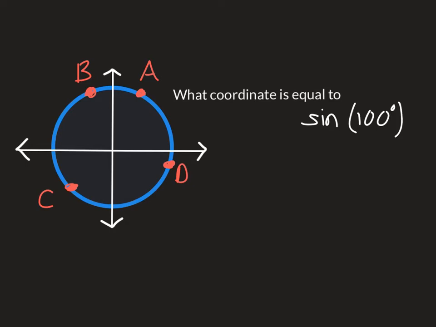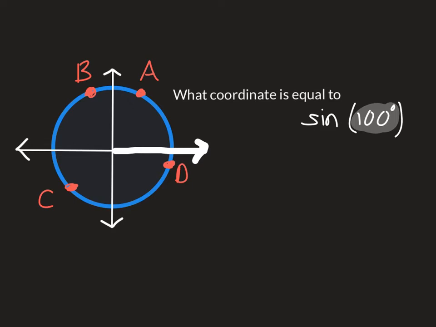So the first thing I'm going to think about is the degree. I have 100 degrees. I want to know where 100 degrees is. And remember, we're always going to start on the x-axis in the positive direction. So this is going to be my starting position, and I'm going to go in the counterclockwise direction, kind of up and to the left from that starting position.